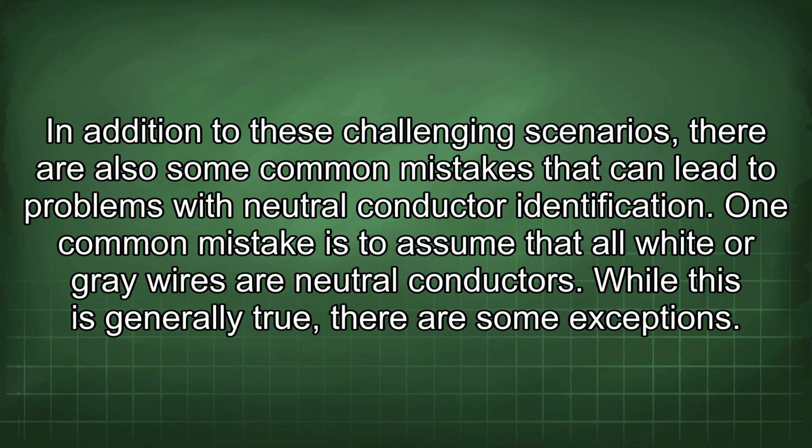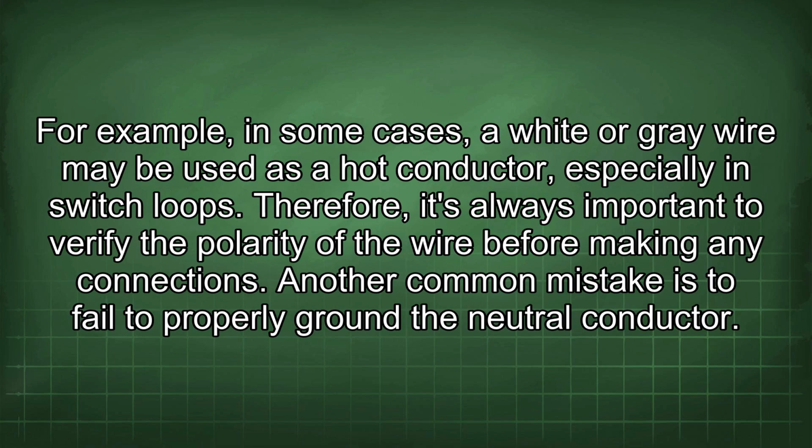In addition to these challenging scenarios, there are also some common mistakes that can lead to problems with neutral conductor identification. One common mistake is to assume that all white or gray wires are neutral conductors. While this is generally true, there are some exceptions. For example, in some cases, a white or gray wire may be used as a hot conductor, especially in switch loops. Therefore, it's always important to verify the polarity of the wire before making any connections.